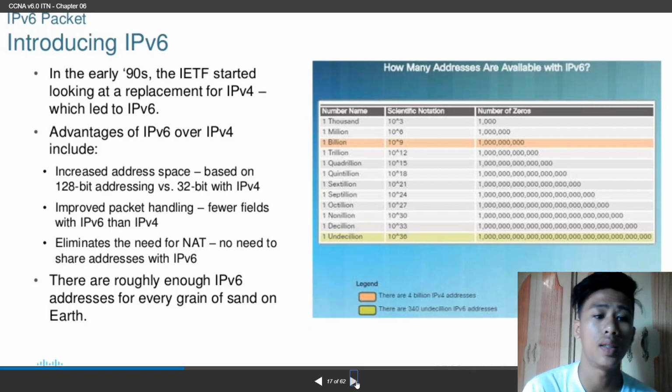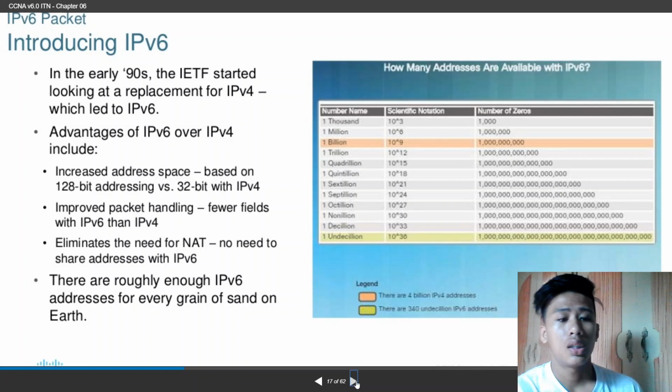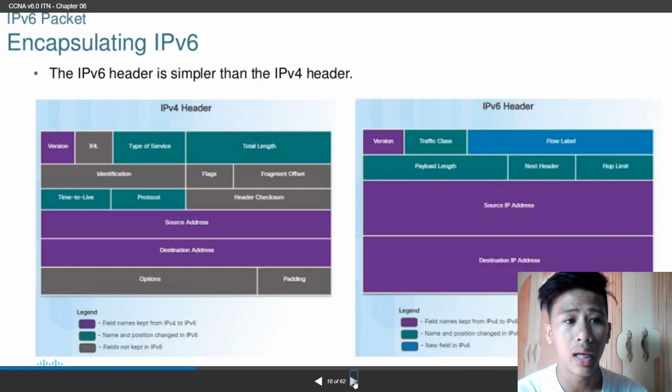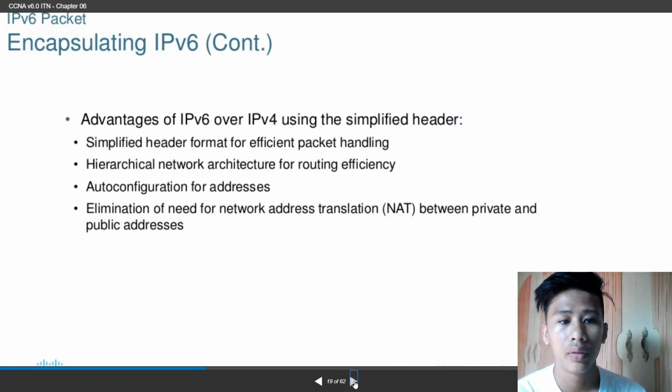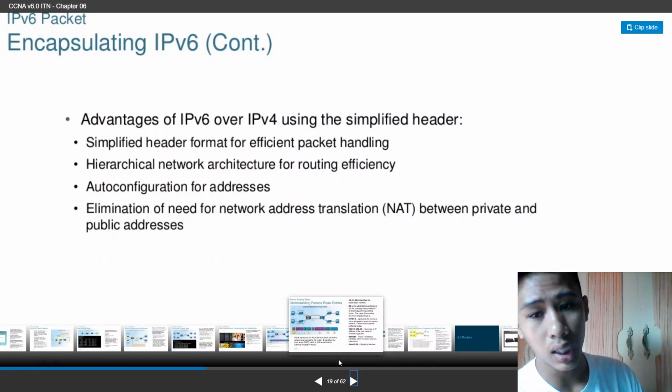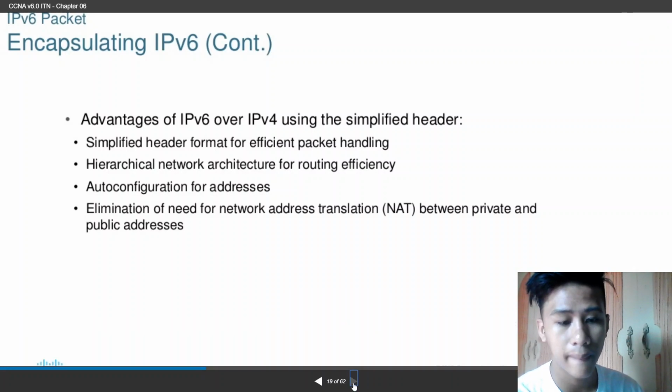Introducing IPv6. These are the advantages of IPv6 over IPv4, including no need to share addresses with IPv6. The encapsulated IPv6 header is simpler than the IPv4 header. IPv6 also eliminates the need for network address translation, or NAT, between private and public addresses.